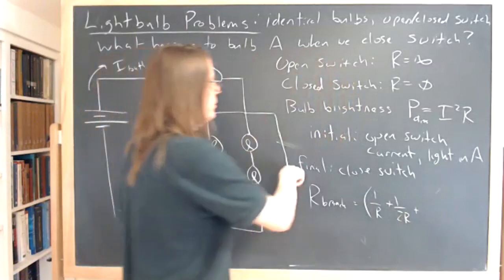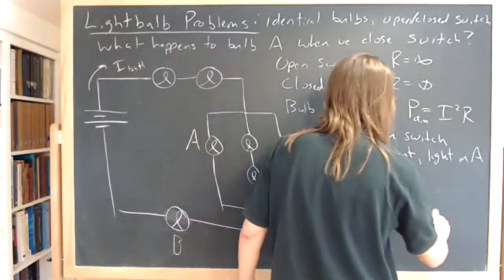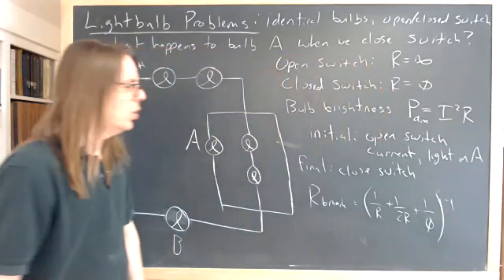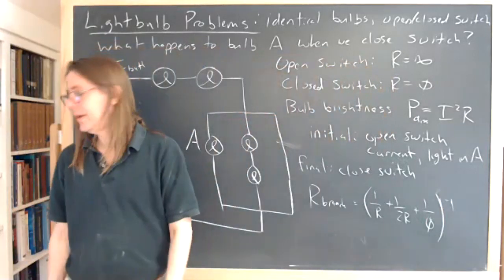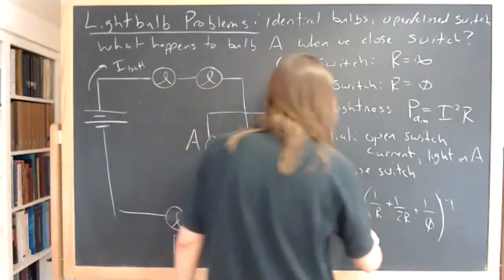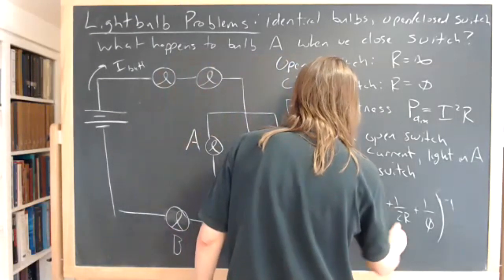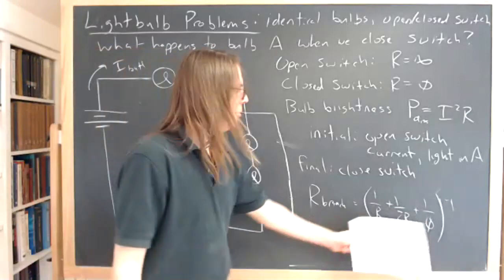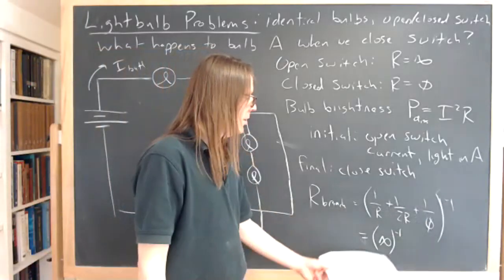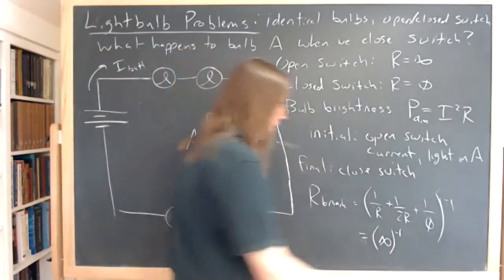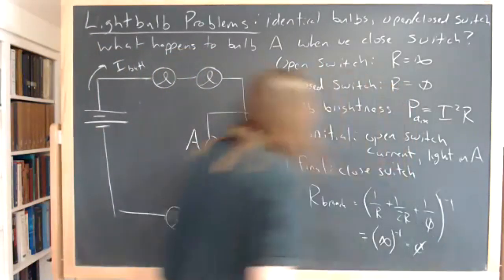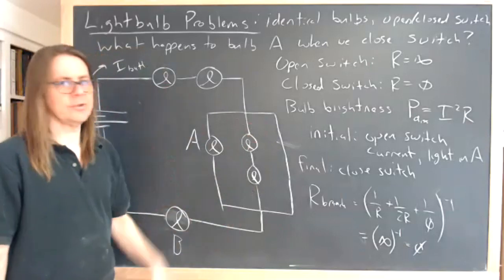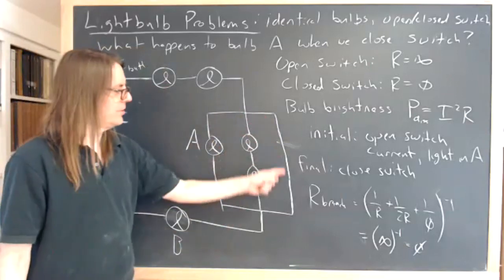And what is the resistance of a closed switch? Plus 1 over 0 to the minus 1. What is 1 over 0? Infinity. Now, you don't often write equations with infinity in them and get anywhere, but here we can. Infinity plus a couple of numbers is still infinity. And what's 1 over infinity? 0. So what we find is when we close the switch, the whole branch has a resistance of 0. I mean, this part is 0.